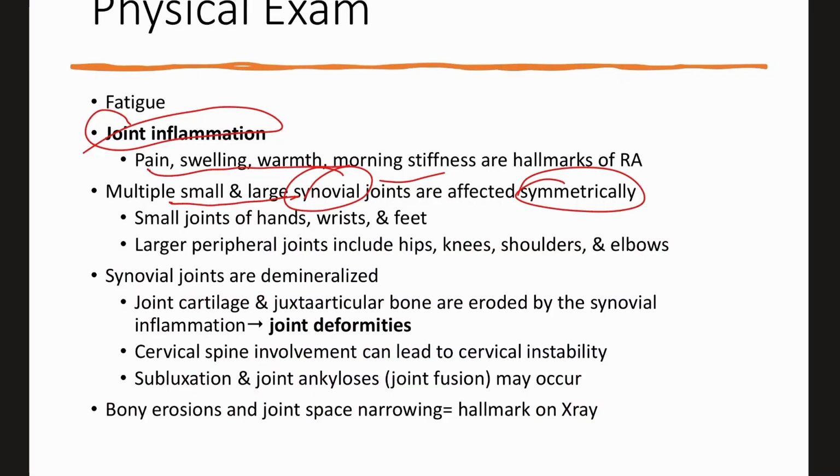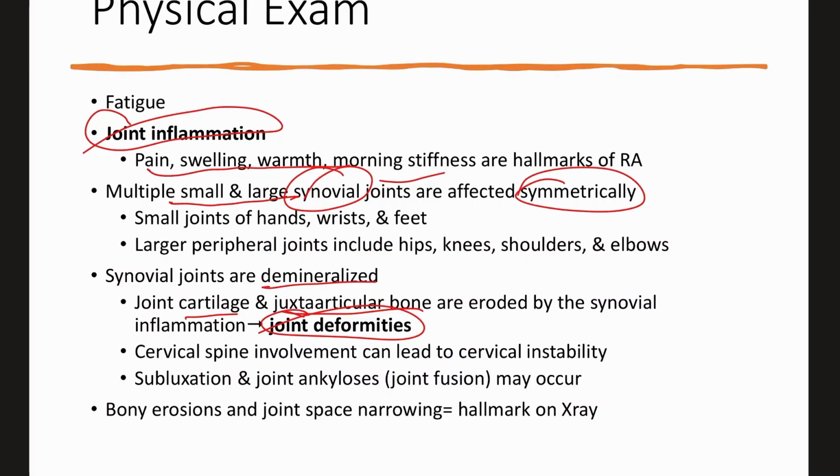The synovial joints get demineralized. You get joint cartilage, juxta-articular bone. They all get eroded by the synovial inflammation. Again, that's the pannus formation causing joint deformities. We talked about before, when those joints aren't lined up right because you have joint deformities, you put stress on certain parts of the bone, you put the weight-bearing part on certain points, not displaced over the entire joint. That can cause cracks and more problems with that.